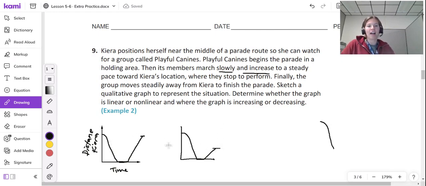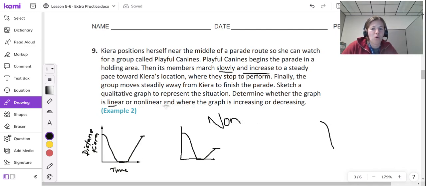So some of these graphs can look a little differently based on how you draw it. Okay, and it says determine whether the graph is linear or nonlinear. Well, we know linear means it's a line, and this obviously goes down and then back up. So this is nonlinear.